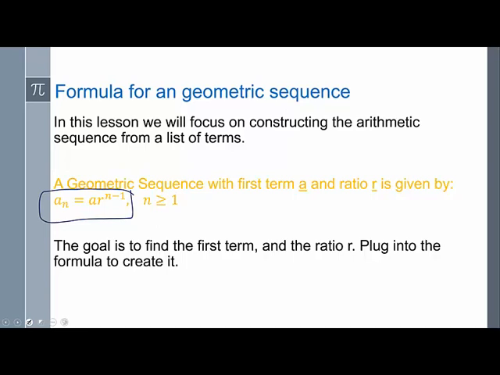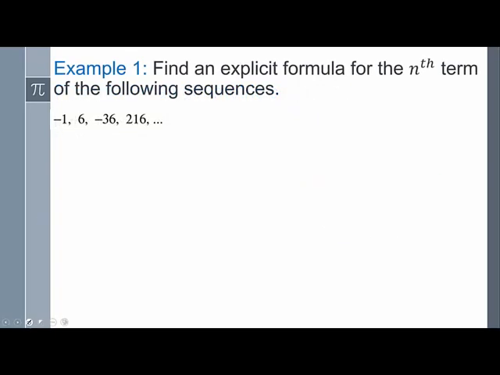So the goal is to find what the first term a is, and then we need to know what the ratio r is. That ratio r is what's being multiplied by every single term. We plug the a in, we plug the r in, boom, we have our sequence. So here's our first one.